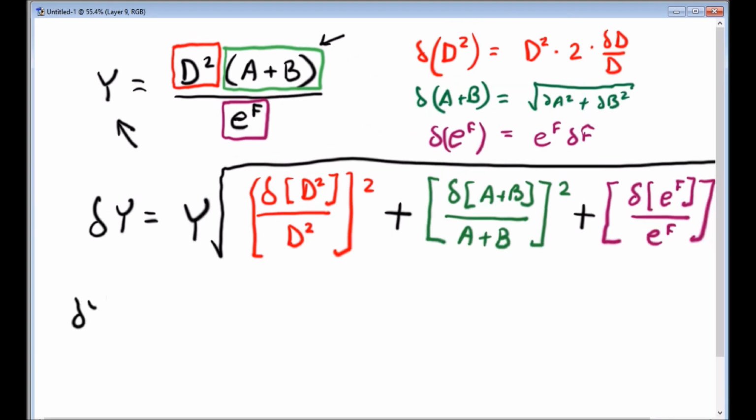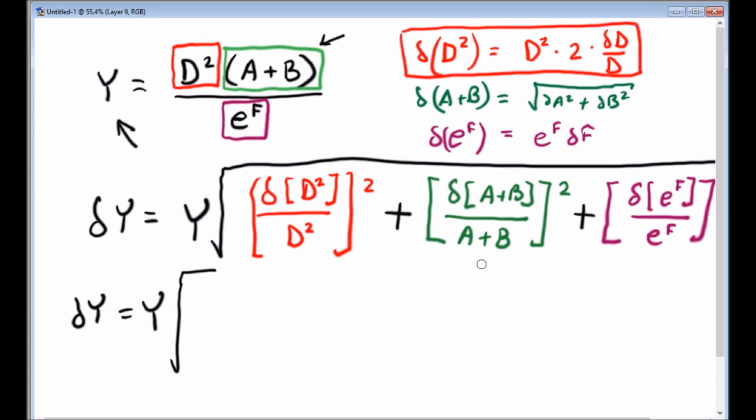So the uncertainty of the expression will be final answer, which is just d squared times a plus b divided by e to the f, big square root. And now we're going to nest our solutions in here. So the uncertainty of this d squared we found up here. So I'll put that in now. So I'll have d squared times 2 times delta d over d on the top. And all of that gets divided by d squared, like I have here. And then that's all squared.